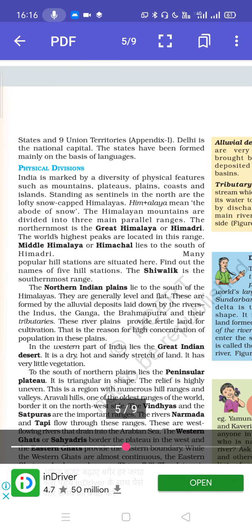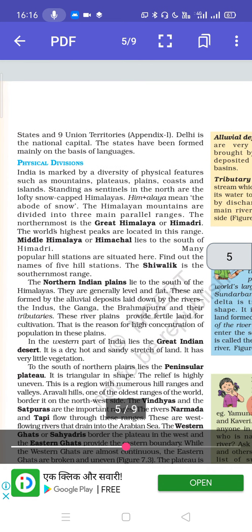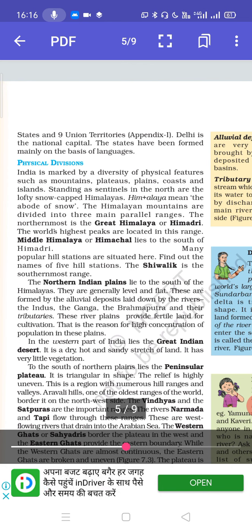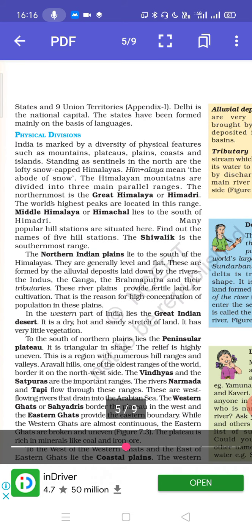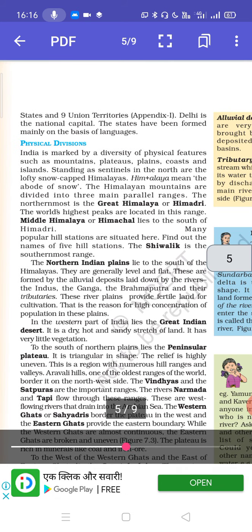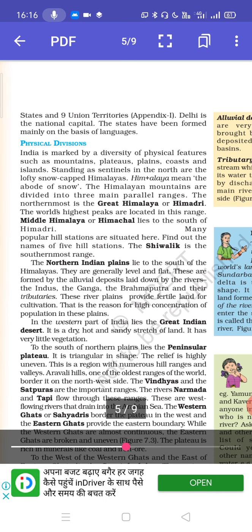The northern Indian plain lies to the south of the Himalayas. They are generally level and flat. They are formed by alluvial deposits laid down by the rivers, the Indus, the Ganga, the Brahmaputra, and their tributaries. So when we talk about the northern Indian plain, which lies south of the Himalayas, we get the alluvial deposits, and that's why this area is very fertile. The river plains provide fertile land for cultivation. That is the reason for high concentration of population in these plains.